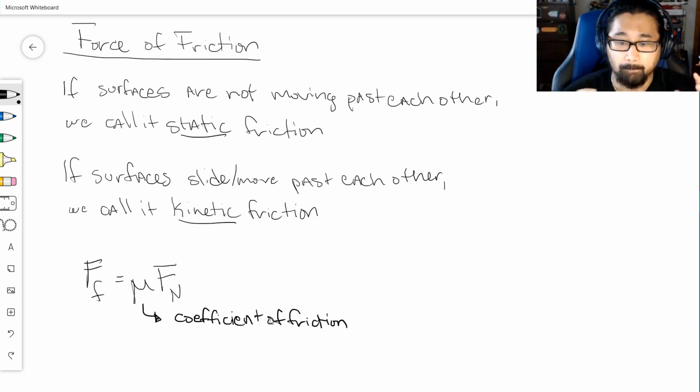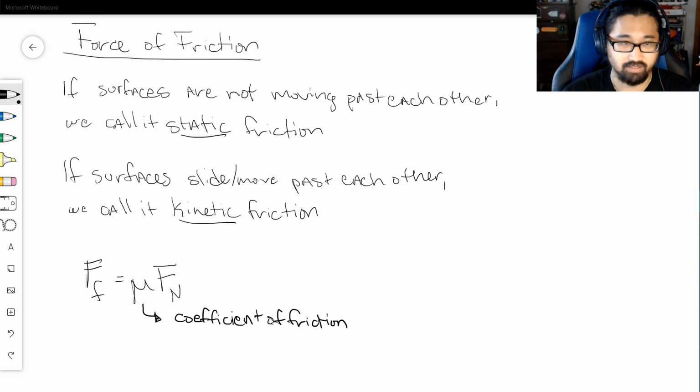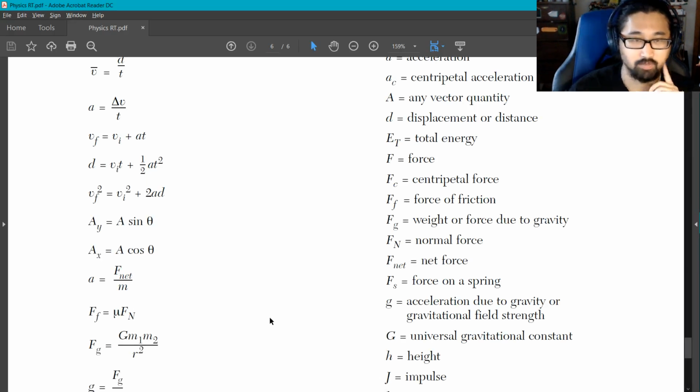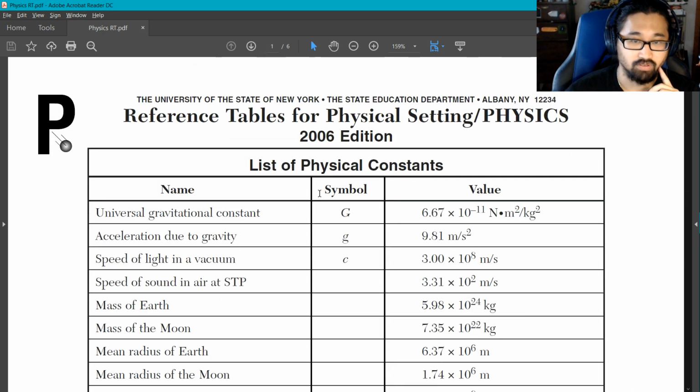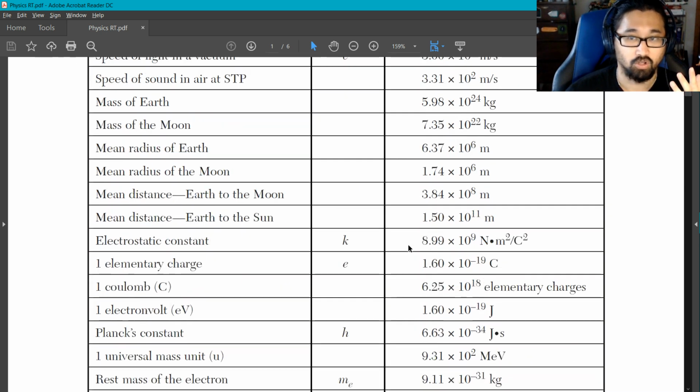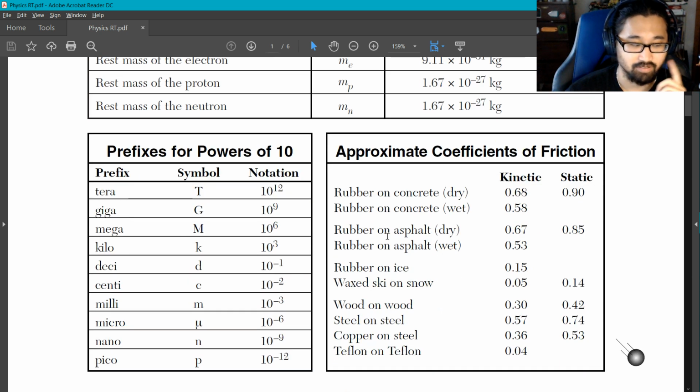So, it's important to recognize what surfaces are we looking at, what materials are we looking at. Because it's a constant, that should be nice news to you, because it means that you don't have to memorize anything. All right, going back to that reference table, if you recall, the acceleration due to gravity was on the very front page, right here, the list of constants. Also here, we find some approximate coefficients of friction.